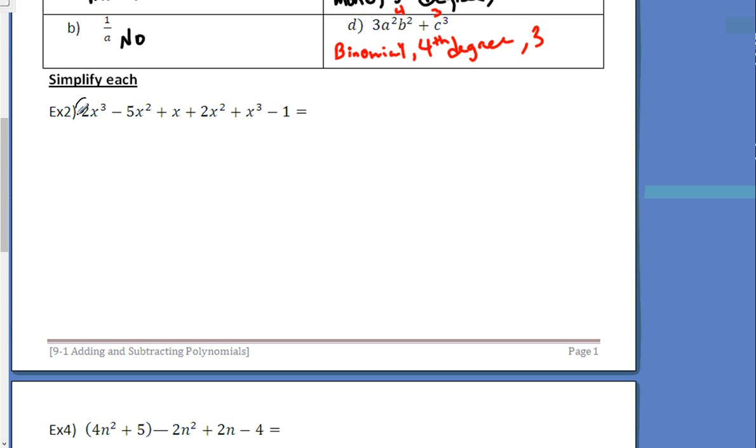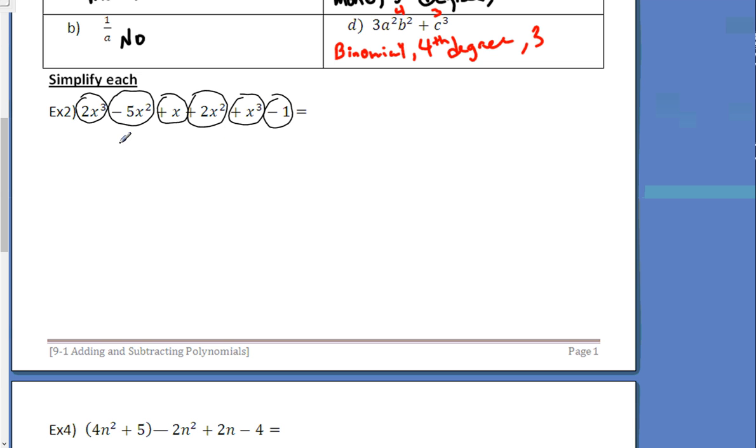All right, so we got one chunk here. I've got another chunk here, another chunk, another chunk, another chunk, and another chunk. Got it? All right, then I start combining things that are the same.